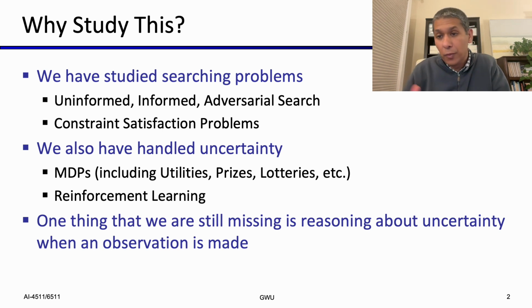However, one thing that we are still missing is reasoning about uncertainty when an observation is made. So when we make an observation, our sensor makes a reading. How do we update our beliefs? What can we say now that we couldn't say earlier? That's why we study this material.